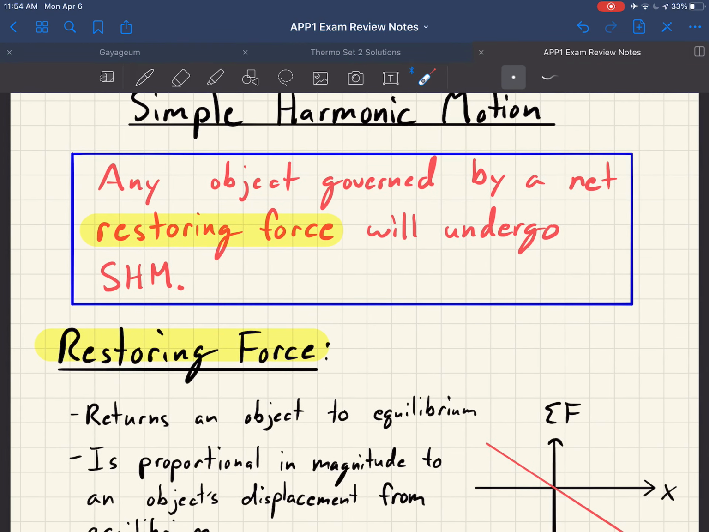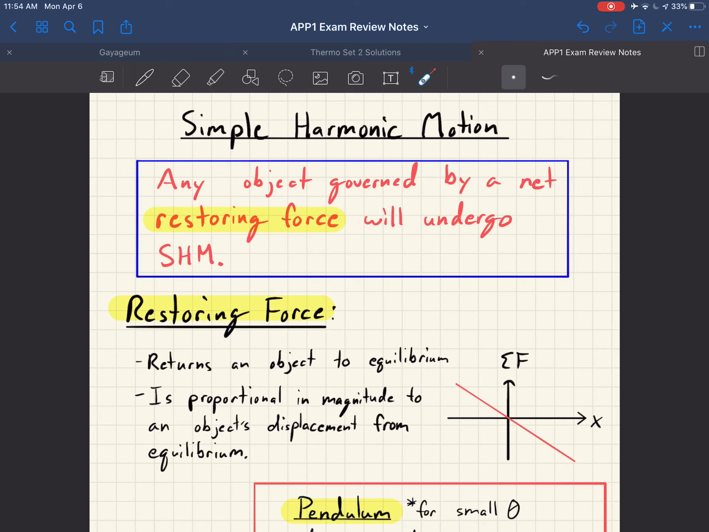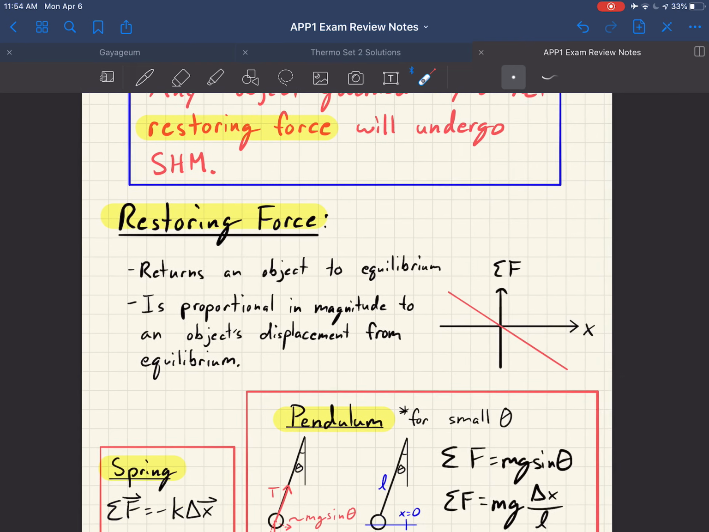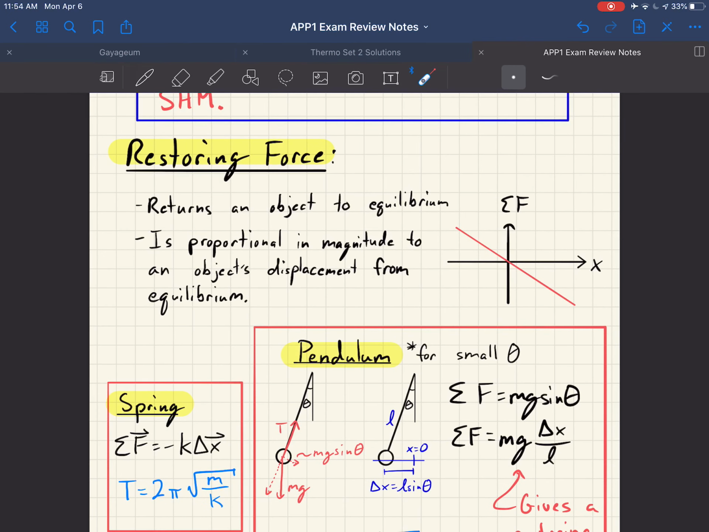There we go. So for simple harmonic motion to occur, a net restoring force has to be acting on the object. Any object that's governed by a restoring force will undergo simple harmonic motion. A restoring force is a force that returns an object to some equilibrium position, and it also has to be proportional in magnitude to the object's displacement from the equilibrium. So if we have an object at the equilibrium point, the further you pull it away from equilibrium, the greater the force's magnitude has to get.